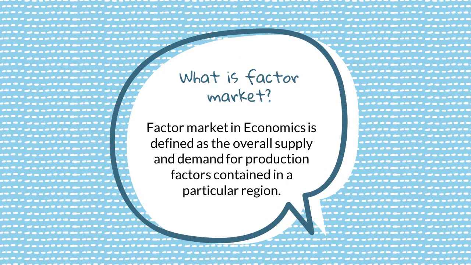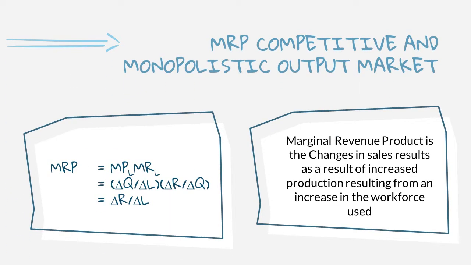First of all, we must know what the factor market definition is. Factor market in economics is defined as the overall supply and demand for production factors contained in a particular region. Next, we will learn about marginal revenue product in competitive and monopolistic output markets.